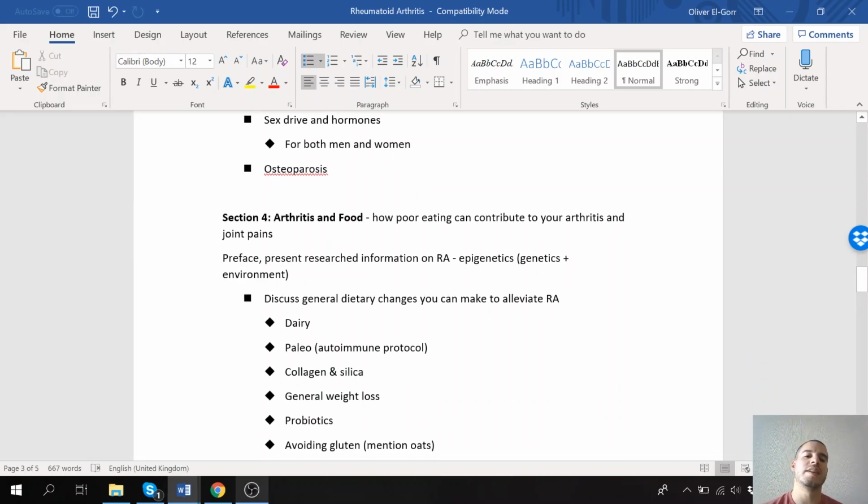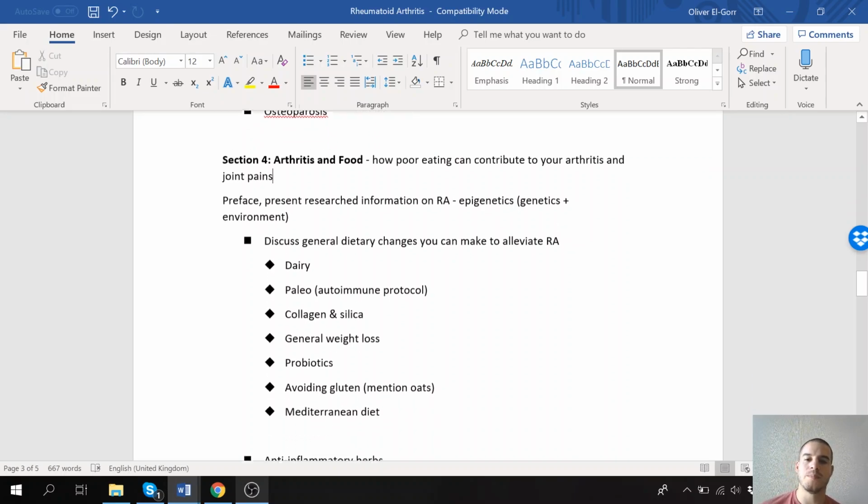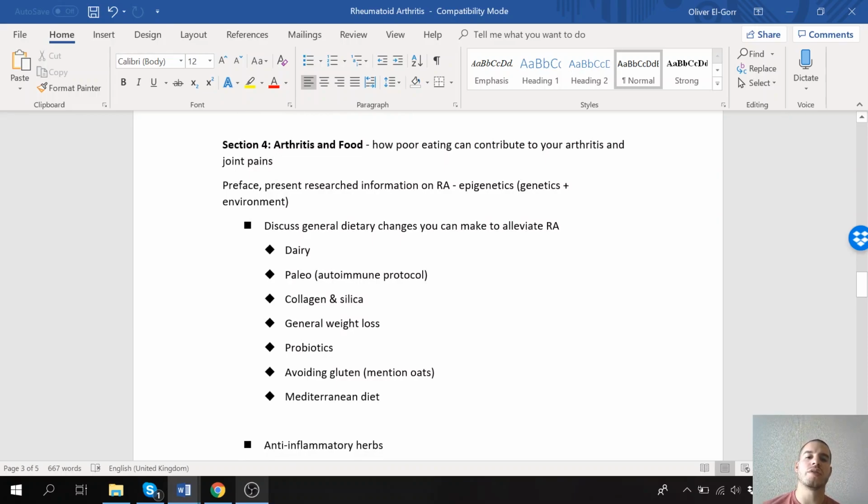Section 4, now we're getting really into the meat of the book. Arthritis and food. How poor eating can contribute to your arthritis and joint pains. The preface for this section is that I wanted research information on RA, especially with epigenetics. Epigenetics is a combination of genetics and environment, so lifestyle choices. And I'll discuss how general dietary changes you can make to alleviate your rheumatoid arthritis. So the whole point of this section is you've been eating this and that's bad, so stop doing that and eat this instead. So I've included different dietary things that people can do to make their RA get better.